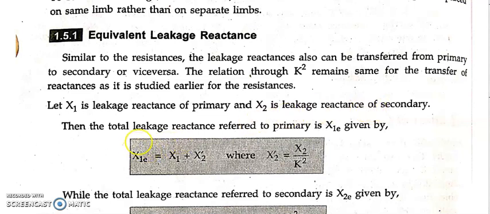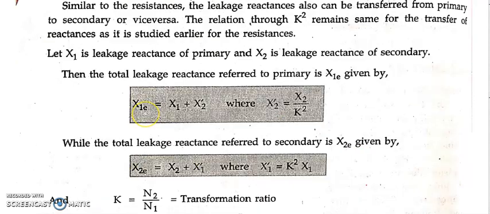We know that R1E is equal to R1 plus R2 dash. Hope you remember this. In similar ways you can write X1E equal to X1 plus X2 dash, where R2 dash was equal to R2 by K square. Similarly, X2 dash is equal to X2 by K square. The only change is that you have to replace R by X, or X by R. You will get the same formula, and all the suffixes are the same.